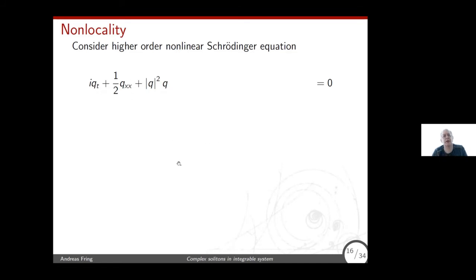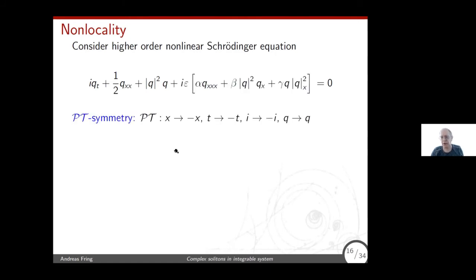So here's the nonlinear Schrödinger equation, and I will add now a higher order term to this. And you can think of this, in a way, as a PT deformation, because this term here has an i in front, and the minus sign I pick up from the PT symmetry, which changes i to minus i, is compensated here by these odd derivatives.